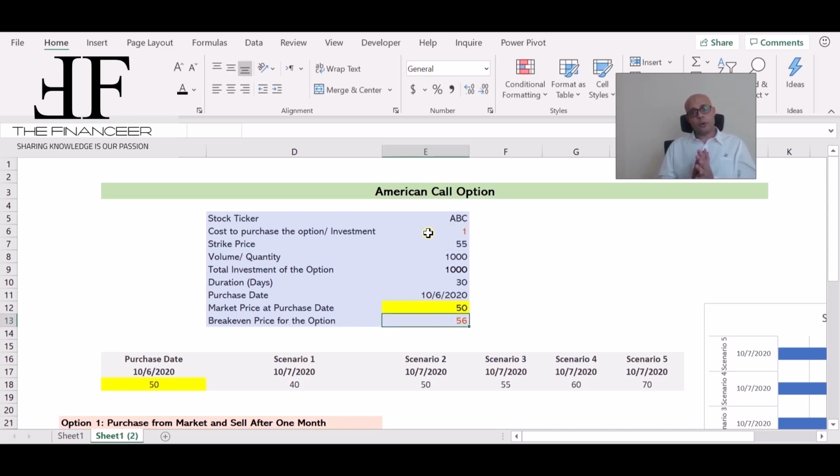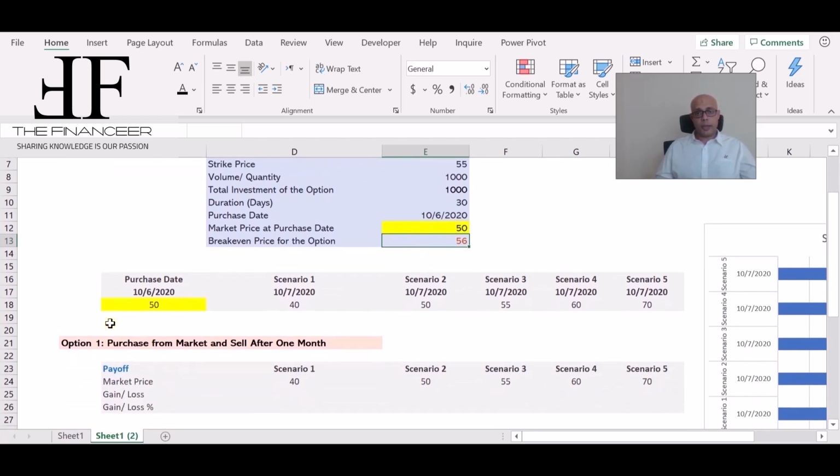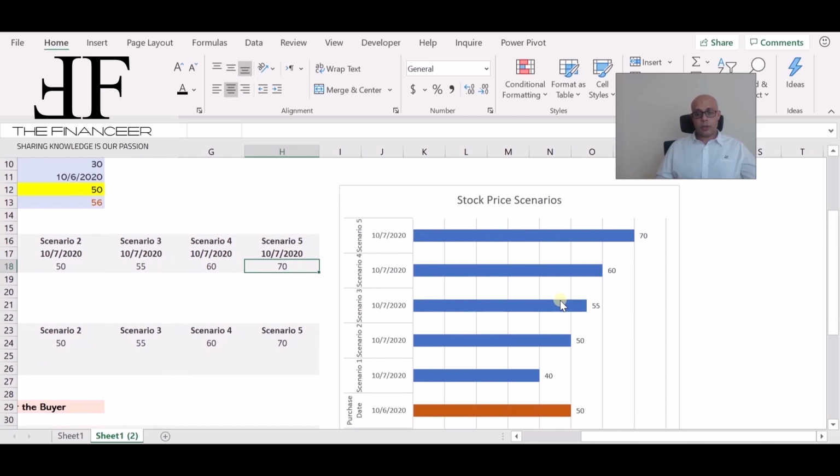So now the break-even price will be $56 for this share. What are the scenarios that we have? We are going to explain. Scenario number one: after 1 month, the market price of the stock will be 40. This is the first scenario. Scenario number two: on the same date, it might be 50, might be 55, 60, 70. So simply I put all of these scenarios in this chart.